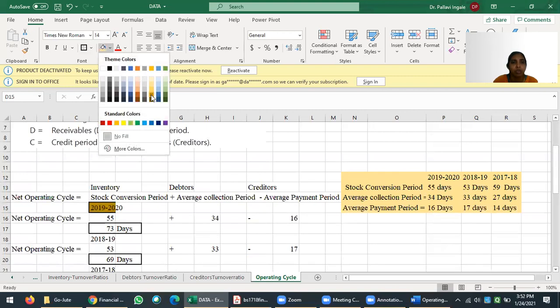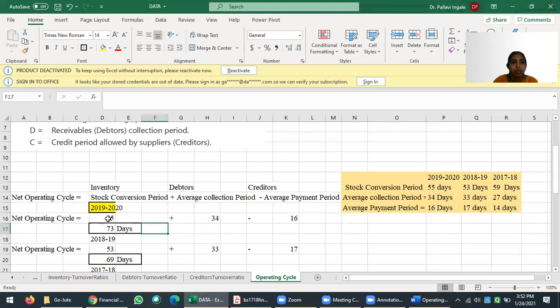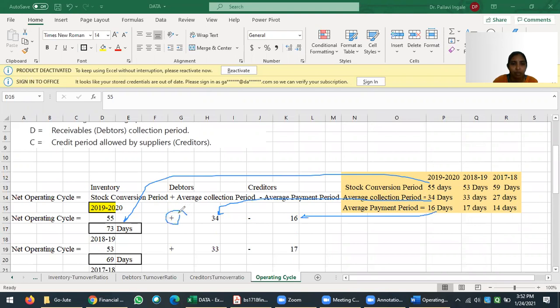So for the year 2019-20, the stock period was 55. Just follow the numbers. Okay, so you are able to understand. See, this is the 55, and the 55 I am writing here. Then average collection period, 35, just follow my lines. Then average payment period, it is 16 days. Make a plus of the two parameters, and minus out of it the creditors.